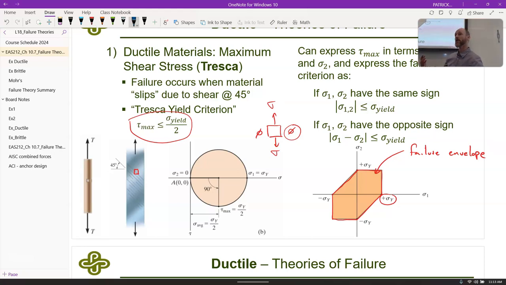And so how you can evaluate from this plot whether or not your material fails is you calculate sigma 1 and sigma 2, and then you plot it on this sigma 1 versus sigma 2 graph. So if you come to a sigma 1 value, sigma 2 value, and you fall right there, that's where you plot those two values, you're within the allowable region. That shaded area is your allowable region. So your material is not going to fail.